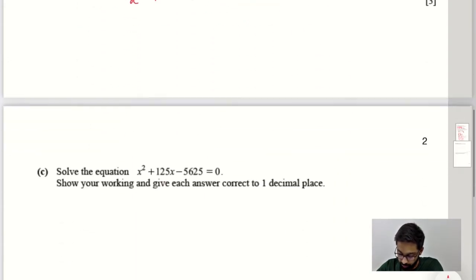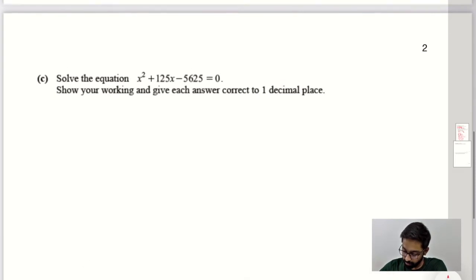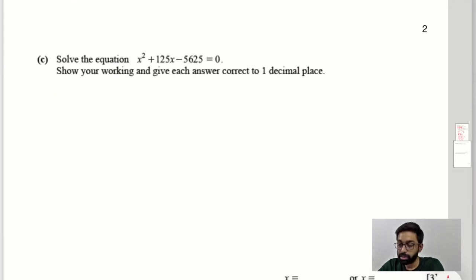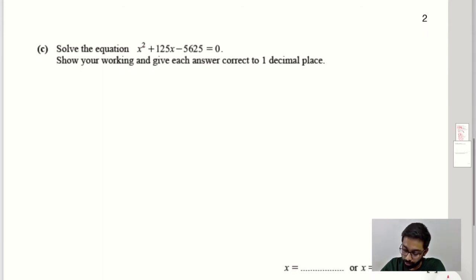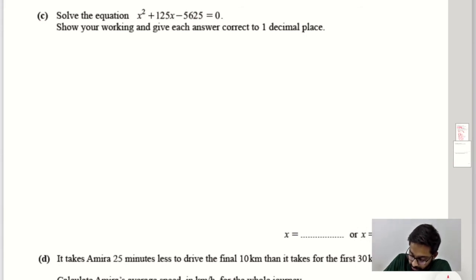The next part of the question says, solve the equation x squared plus 125x minus 5625 equal to 0. Show your working, give each answer correct to one decimal place. Okay. In order to do that, the simplest way of doing this is using the quadratic formula.